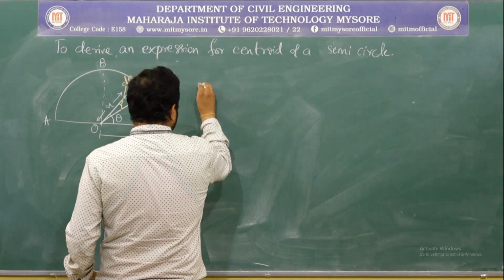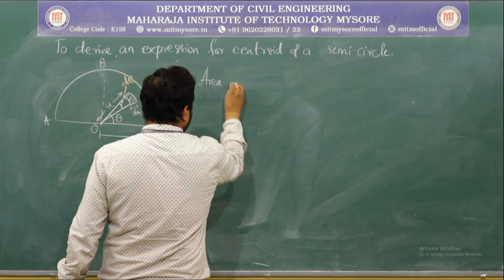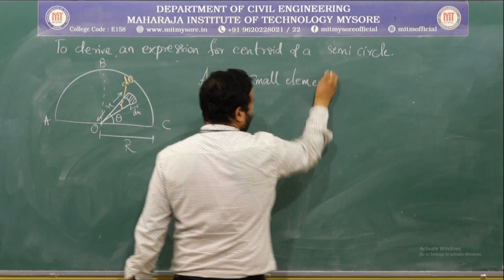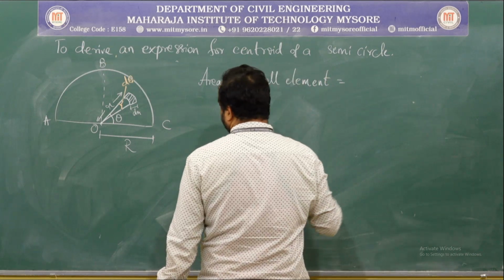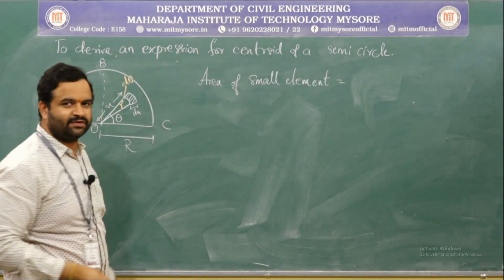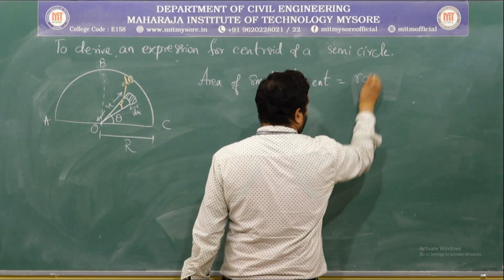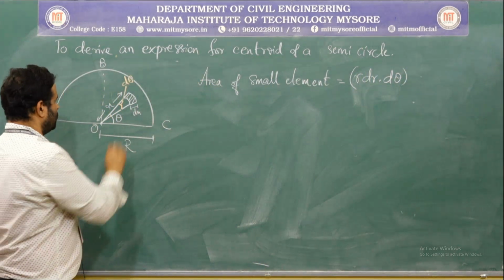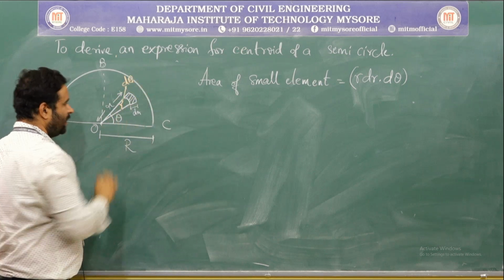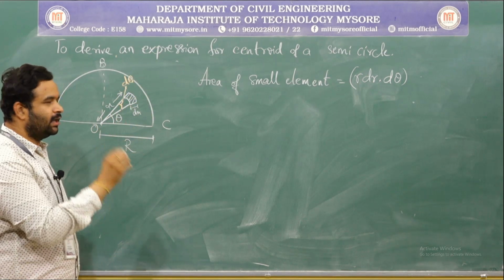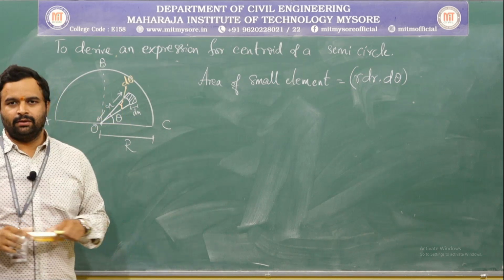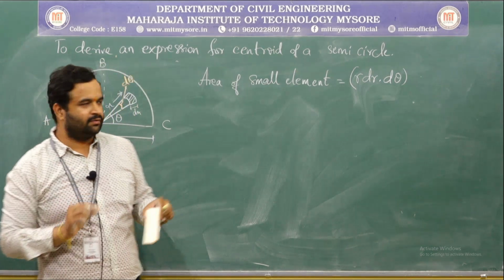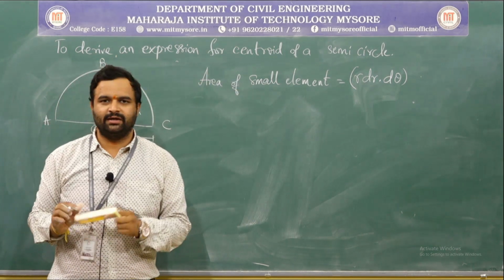Now, the area of the smaller element is given by r dr into d theta. So r and this dr you have to add; generally you can take the total width as r dr into d theta. Since we are considering it to be a rectangle, since it is a very small element, we can consider this as a rectangle and write the area as shown.